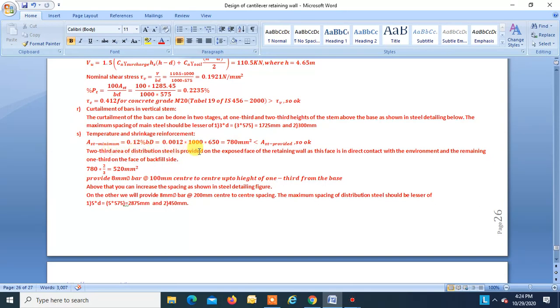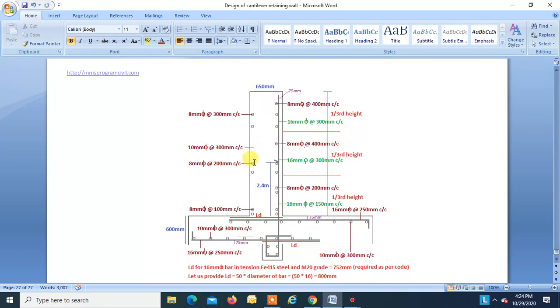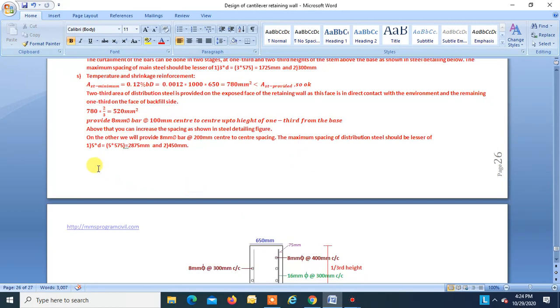Two-third area of the distribution steel is provided on the exposed face of the retaining wall, as this face is directly in contact with the environment, and the remaining one-third on the face of the backfill. So this is your face which is exposed to environment, this is the face which is exposed to the backfill. So maximum two-third of the distribution steel will be provided on this face, and the remaining one-third will be provided on this face. Another important point is that the maximum spacing of the distribution steel should be lesser of 5 times d, that is 2875, or 450 mm. So our spacing for distribution steel should not be greater than 450 mm.